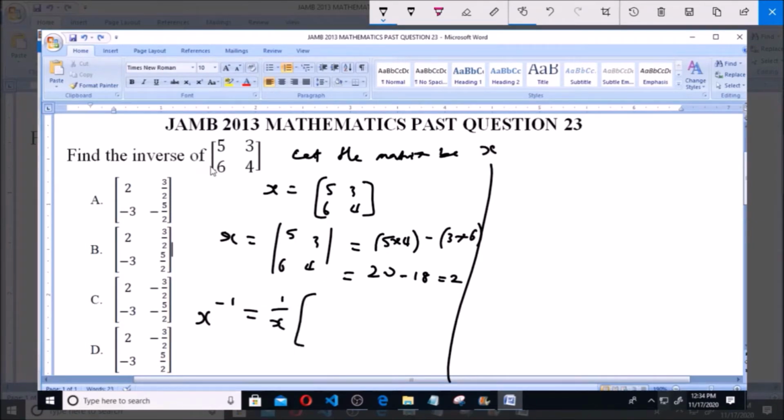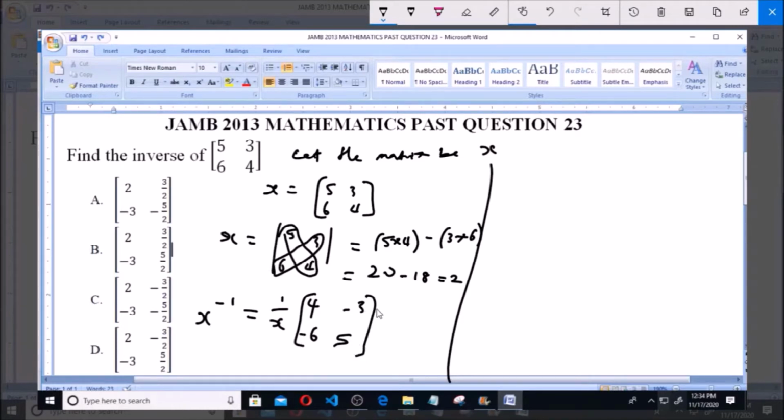Now whenever we're looking for the inverse of a matrix, it is noted that the first diagonal entries are switched. That is 5 will occupy the position of 4 and 4 will occupy the position of 5. And then the second diagonal will have a change in sign. If it is positive, it will become negative, and when negative, it becomes positive. So now the first diagonal, which is 5 and 4, will switch position. So here we have 4 and here we have 5. Then the second diagonal, there will be a change in sign, and so we have minus 6 and minus 3.